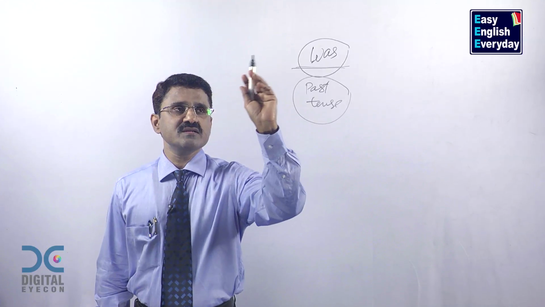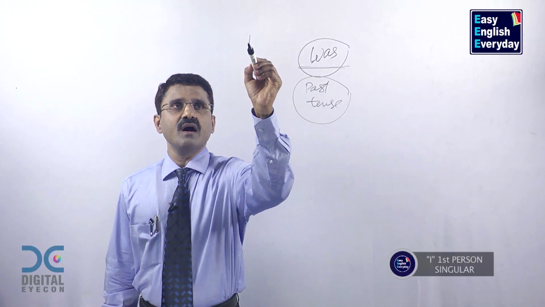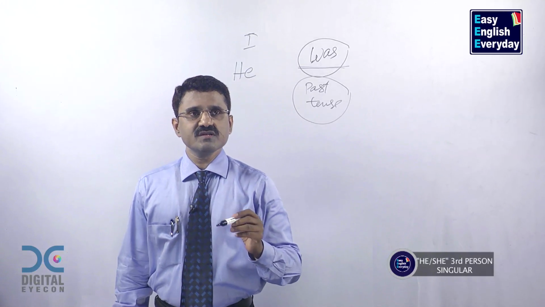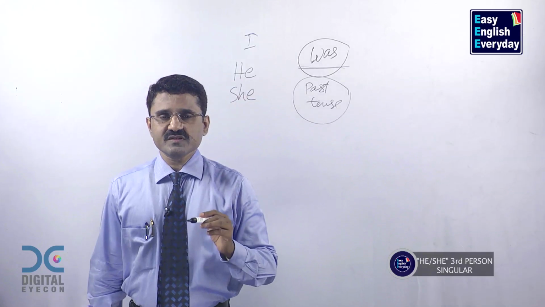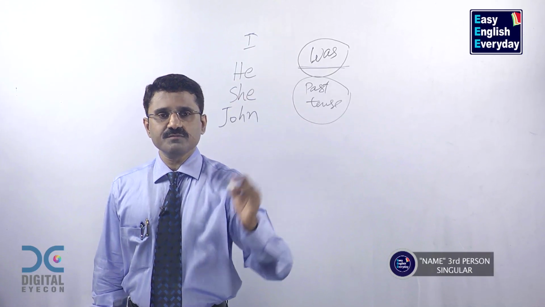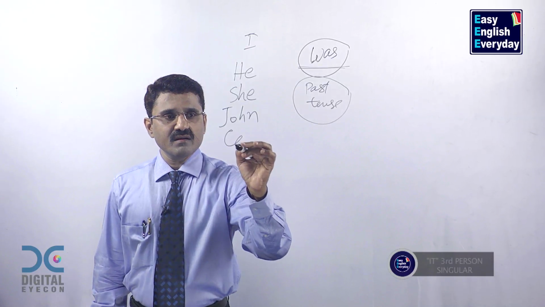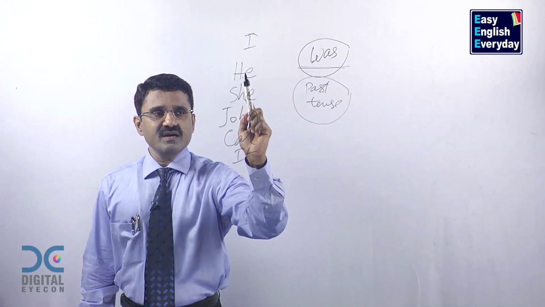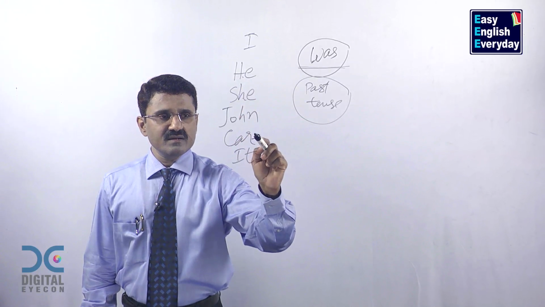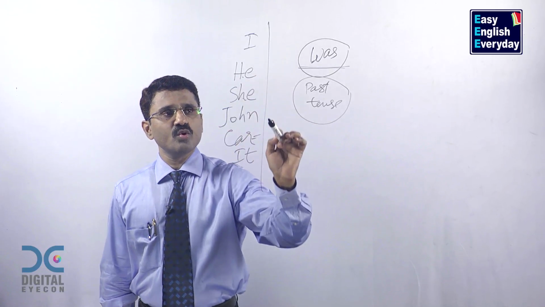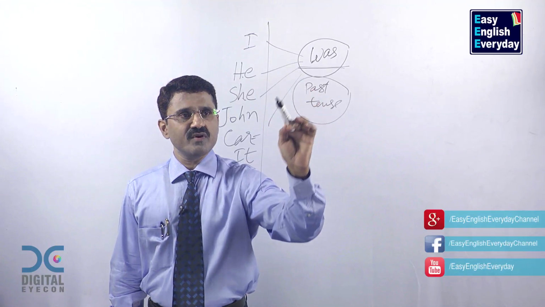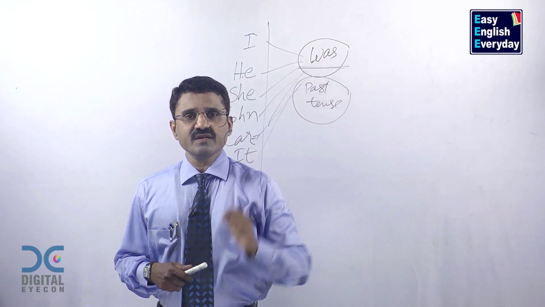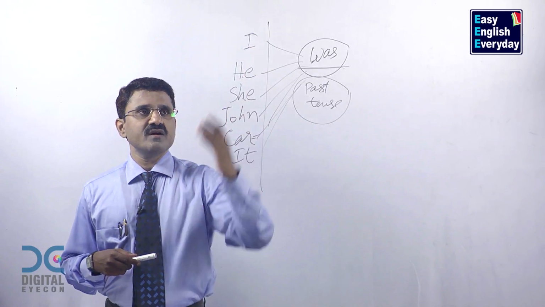How many types of subjects can go with this? I, first person singular. He, third person singular. She, third person singular. John, third person singular. Then car or it, third person singular. I, he, she, John, any singular noun or pronoun. These are the subjects that can go with was. I was, he was, she was, John was, car was, it was. This is called grammar. Was indicates past tense. Was can be used with these subjects.